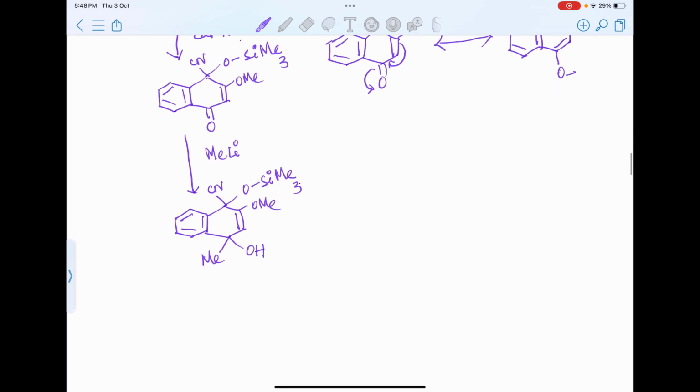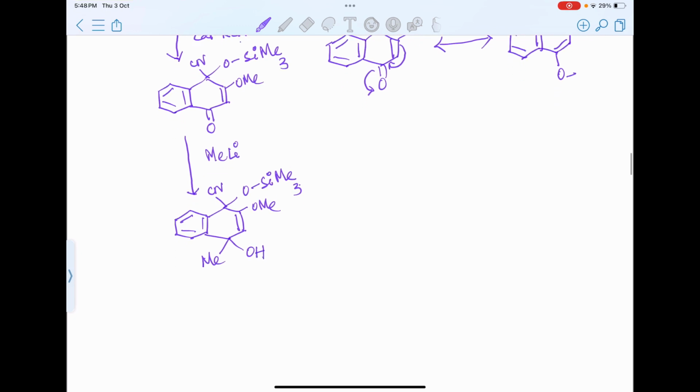And in the final step, this F minus, which is used for the deprotection, will come and attack here, and this will come here, and the cyano will go out. So therefore we get the final compound.